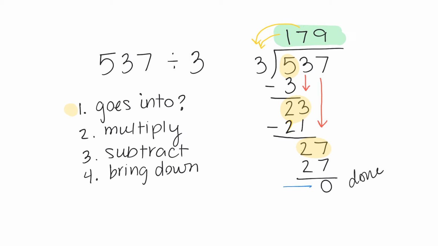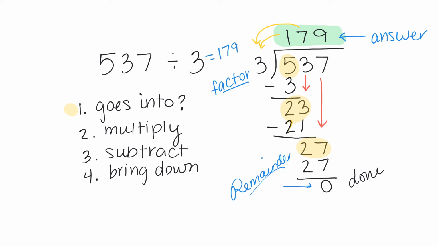This number at the bottom, this 0, is your remainder. And right now, when you have a remainder of 0, that means that this divided evenly. And it also means that we know that 3 is a factor of 537 because it divided into groups of 3 perfectly with nothing left over. So again, our answer is up here. Our answer is 179. So the answer to your question, 537 divided by 3, is 179.